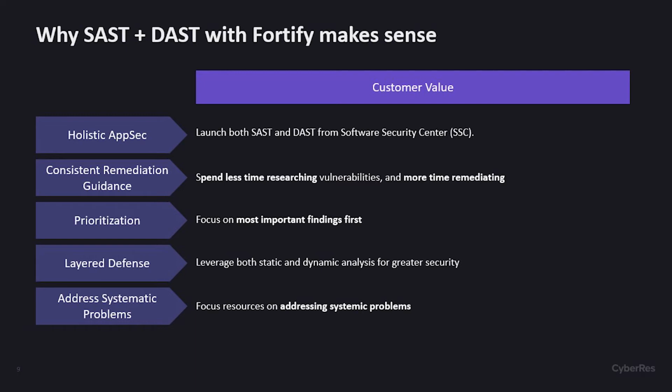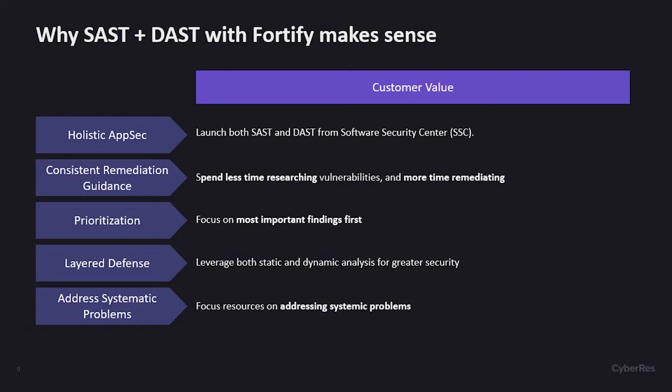Number two, constant remediation guidance. A common vulnerability description allows developers to spend less time researching vulnerabilities and more time remediating. Number three, prioritization. Overall security is enhanced as the unified taxonomy enables customers to focus on the most important findings first. Number four, layered defense.